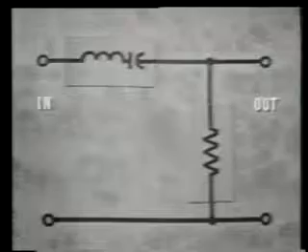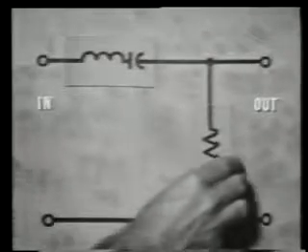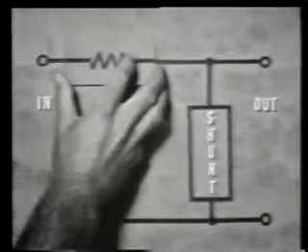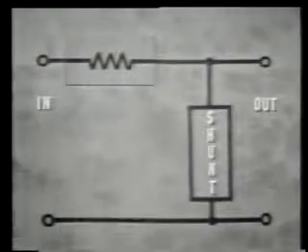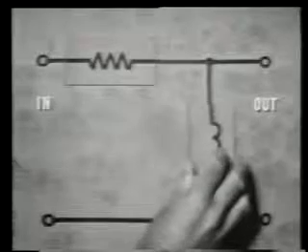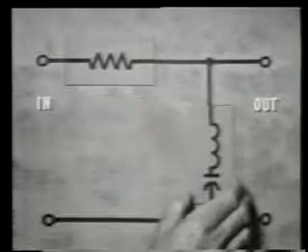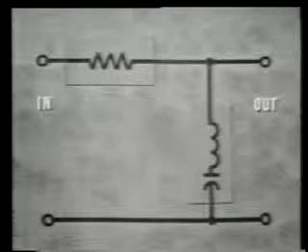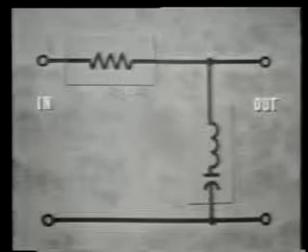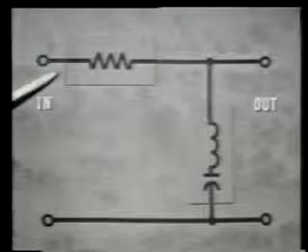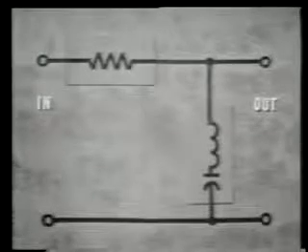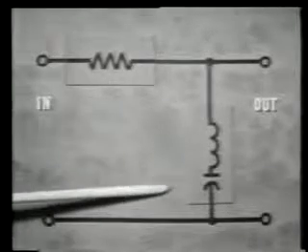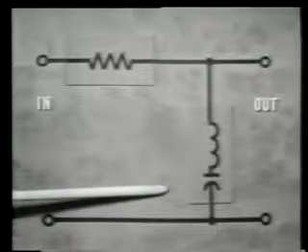Okay, we simply put the resistor in the series position. We're reversing its position, and the LC tank goes in the shunt position, just like that. Now the series component, the resistor, has no effect on the input frequency because it's not a frequency-sensitive component. However, the shunt component, the LC tank, is frequency-sensitive.